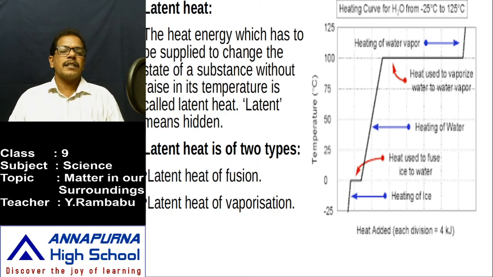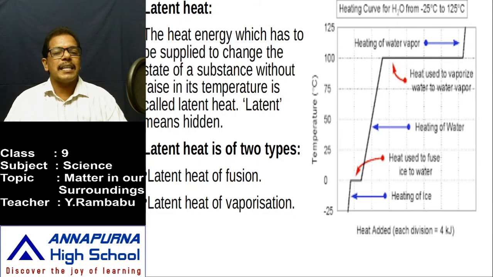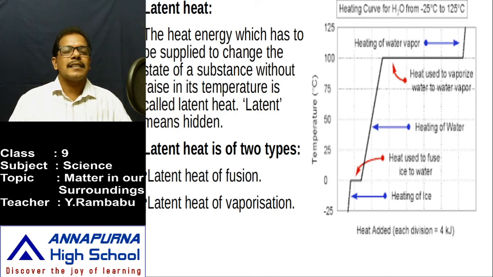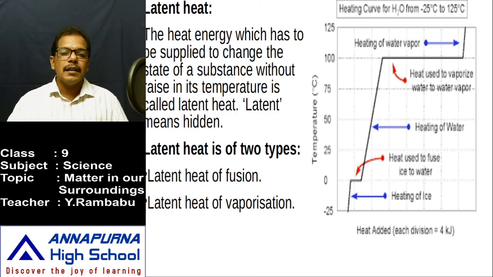Again, this latent heat is of two types. Why? In two cases the phase is changed: solid to liquid and liquid to gas. When matter is changed from solid to liquid without rising its temperature, that means at its melting point, the heat utilized is called latent heat of fusion. Then what about latent heat of vaporization? When matter is changed from liquid phase to gaseous phase at its boiling point, where the temperature is constant, that heat utilized is called latent heat of vaporization.